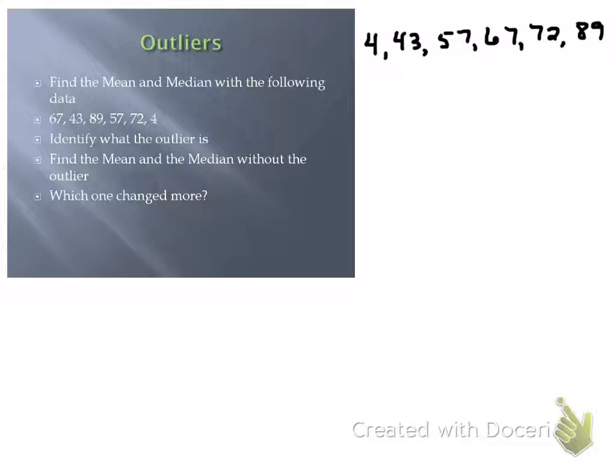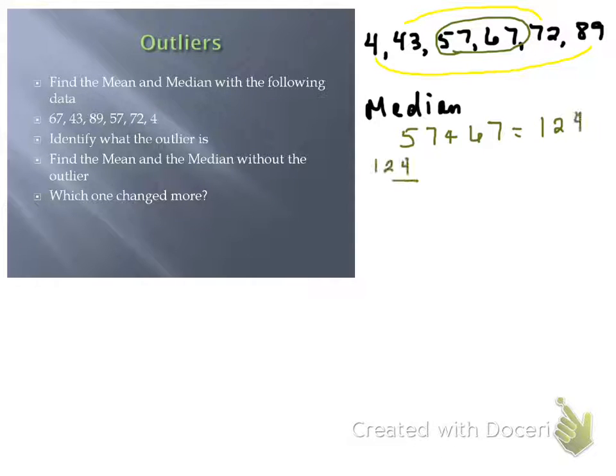Okay, so let's look at outliers now. So first we want to find the mean and the median with the following data: 67, 43, 89, 57, 72, and 4. So the first thing we have to do is put them in order. Next, let's look at the median. Cross out, and then we have to find the middle, which is 57 and 67. So you have to add those together and then divide by 2 to get that middle between those two, and that's 62. So that is our median.